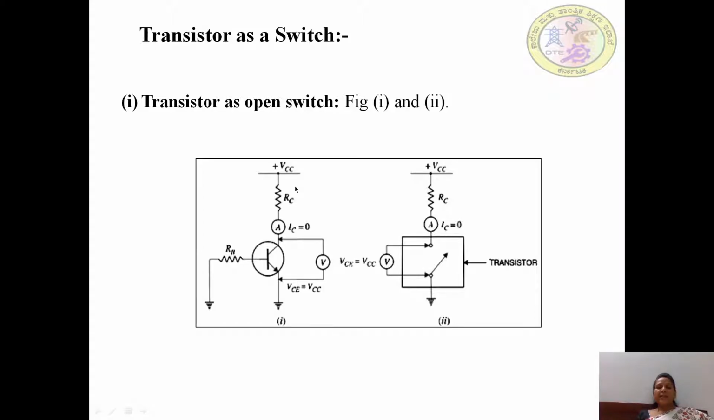So as I was explaining, since the collector current IC is zero, because emitter base junction is not biased, voltage drop across RC is zero. Hence, all of the voltage drops across the collector emitter terminal. Hence, VCE is equal to VCC. So this situation is similar to an open switch. As you can notice here, this condition, that is IC is equal to 0 and VCE is equal to VCC, is similar to an open switch.